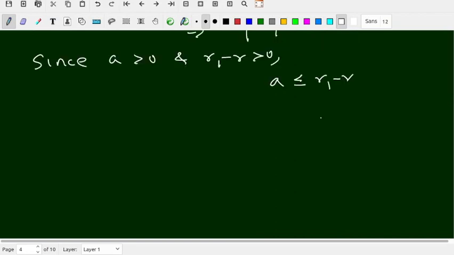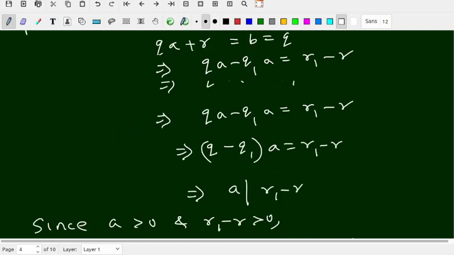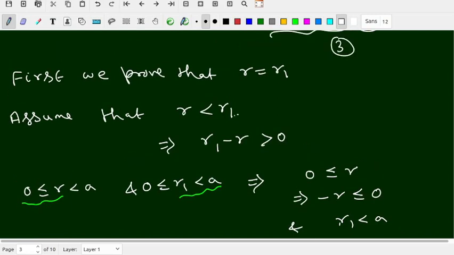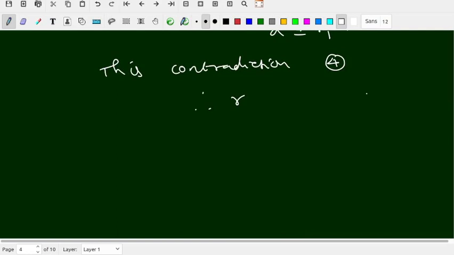This contradicts inequality 4. Therefore our starting assumption is r less than r1. If we assume r less than r1, we get a contradiction. Therefore r cannot be less than r1.